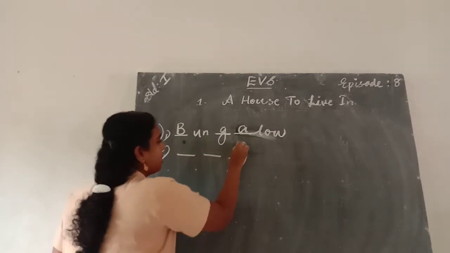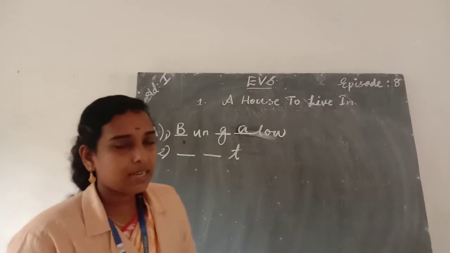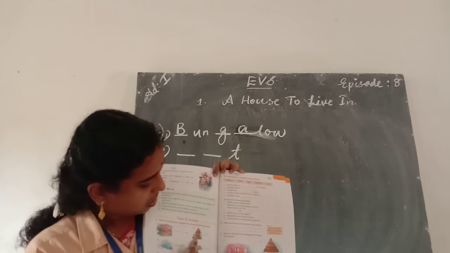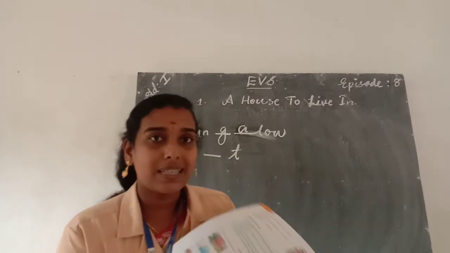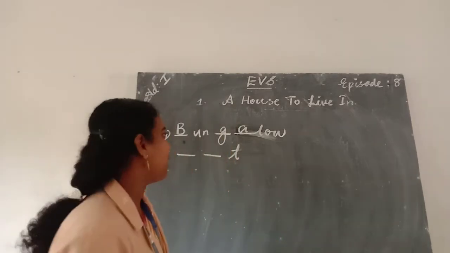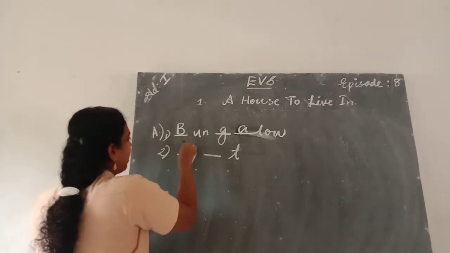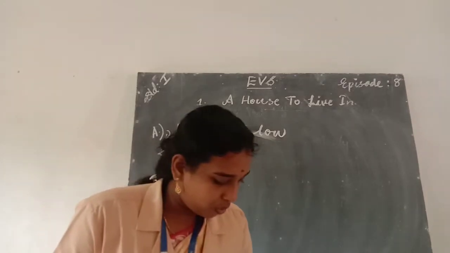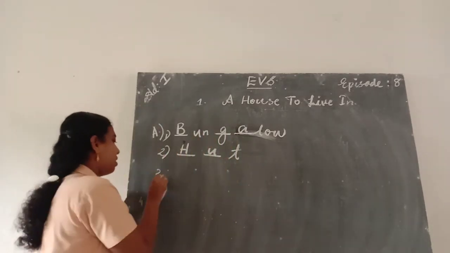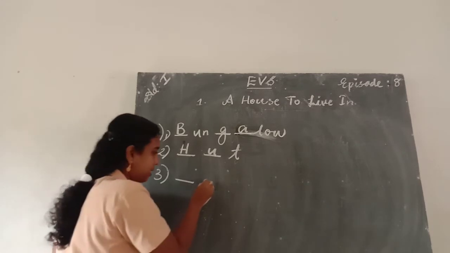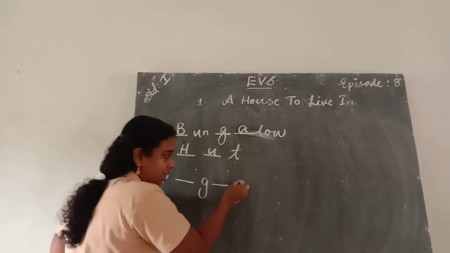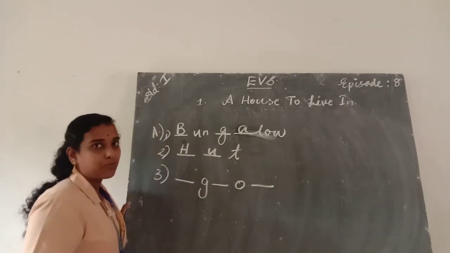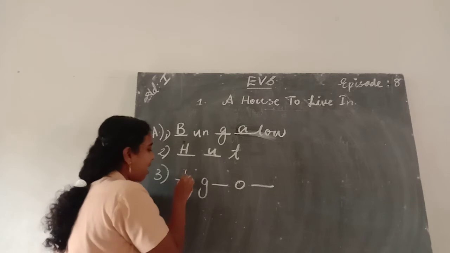And the second one, two letters are missing. Then T. What are the missing letters here? The picture is given. What is this? Hut. H-U-T. A type of kacha house. So the missing letters are H-U. And next one, the missing letter, then G. A missing letter, O. Then a missing letter. What is this? Igloo.